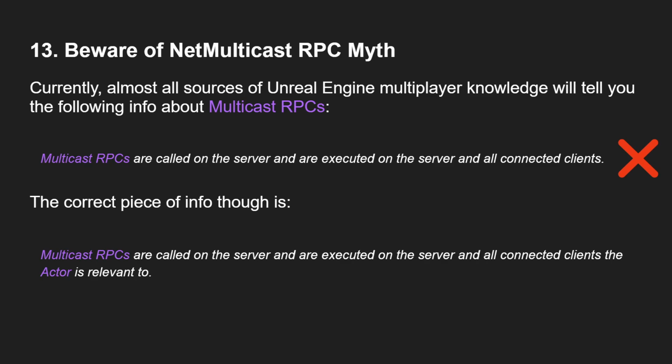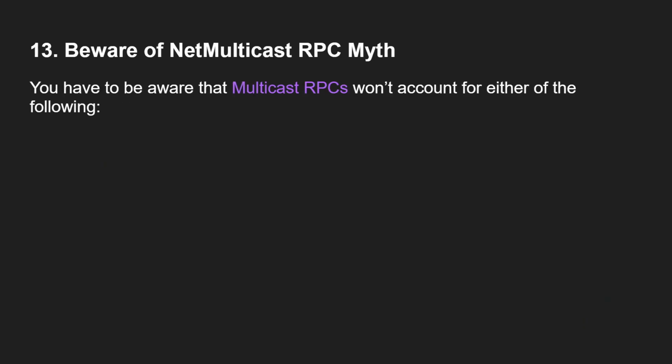If you happen to have a replicated actor that is loaded from the map, so it exists before runtime inside the map, this wouldn't happen. Even if the actor is not relevant to a client, it wouldn't be destroyed. So something to keep in mind. Of course, if you're aware of this, then you would literally change the way you think about these net multicast RPCs, as they literally respect relevancy. So this is the correct statement.